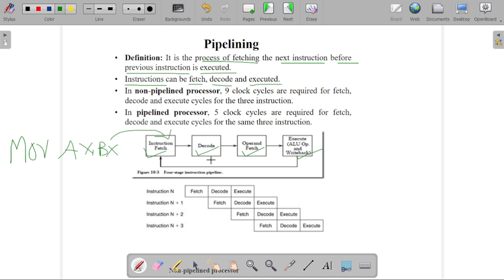Then in the second stage, this instruction will go for decoding. In the third phase, the operand will be fetched. So AX and BX, these are the two operands that will be fetched by the processor. And the next one, after fetching of the operands, the instruction will be executed.